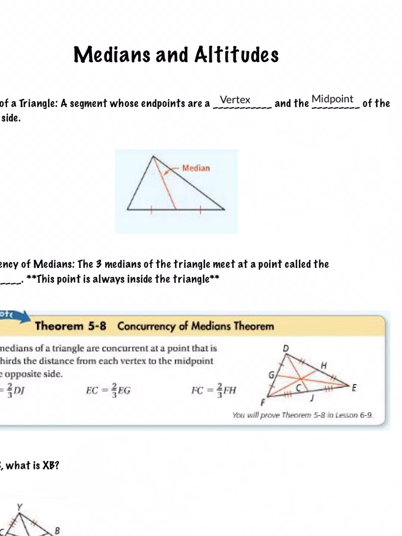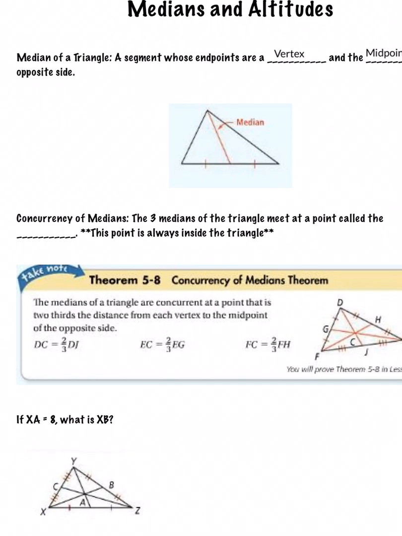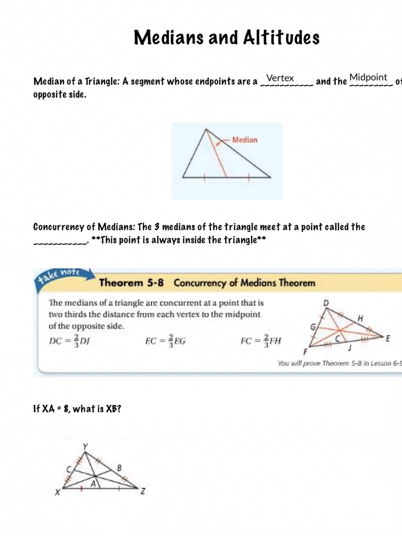So there's a lot of vocabulary in this section, so you'll be wanting to make sure you keep track of it because that's a lot of what's going to be referenced here. Now, when we talk about the medians, the concurrency, so that's like the intersection. The concurrency of the medians, the three medians of the triangle meet at a point.